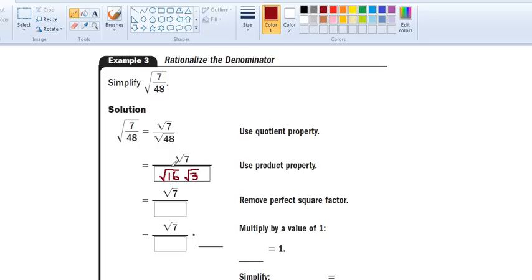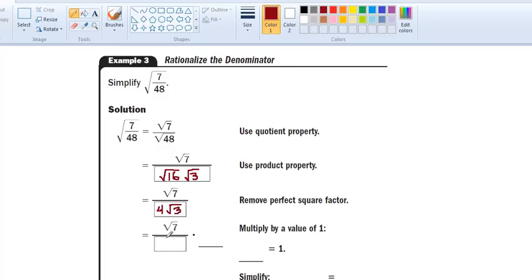Now the reason I'm using that one is because this right here is going to come to 4. Now there are other ways to get that, as you know from the previous example. So what I'll write is, I'll keep the square root of 7 up there, but I'm going to change this to 4 times the square root of 3. And those can just be pressed together without a times symbol.